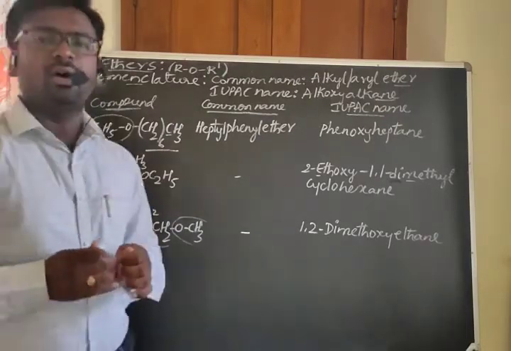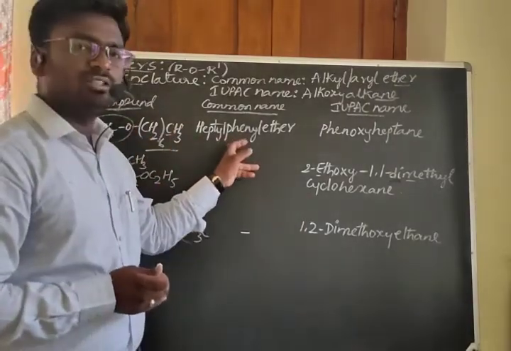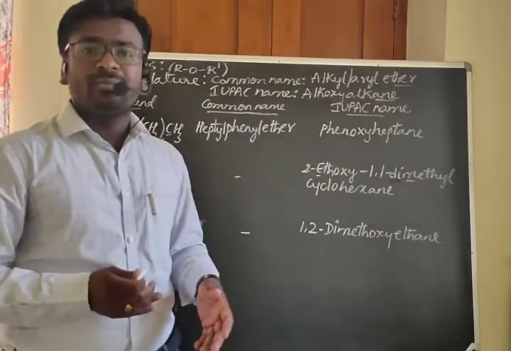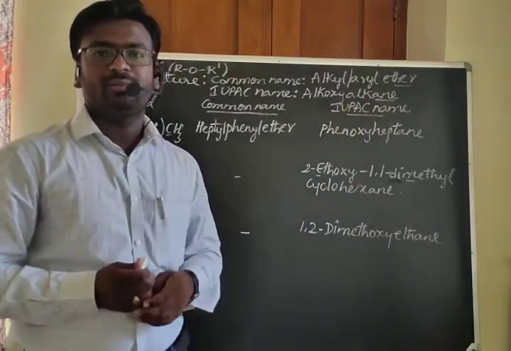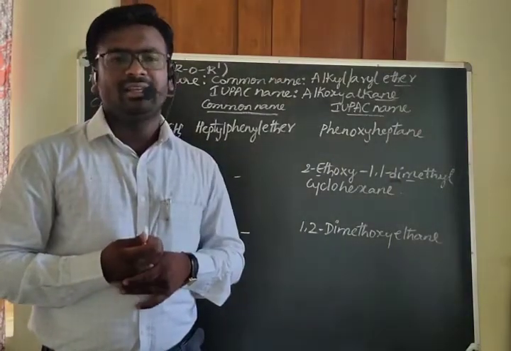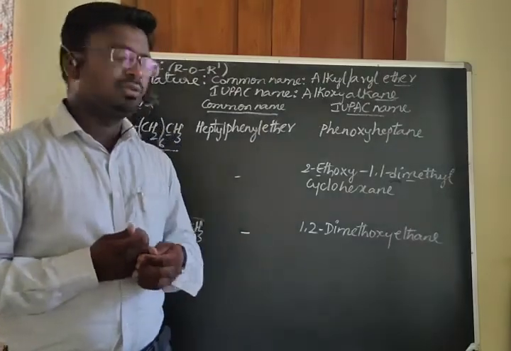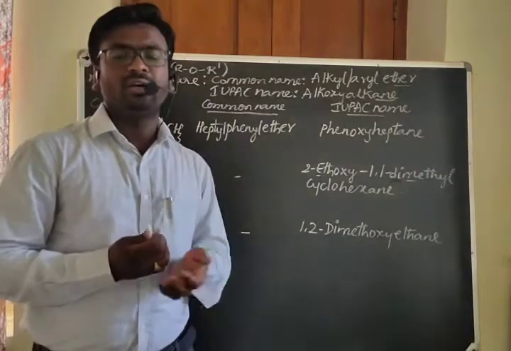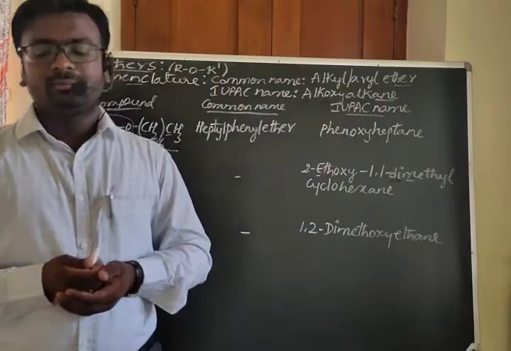See, usually the common names are not available for all the compounds. Common name is available for this compound, but common name is not available for this and this compound. That is why the existence of IUPAC names has come. For any compound in organic chemistry, we can give the IUPAC name, but most of the compounds will not have common names. That is why we always have to prefer the IUPAC names over the common names.